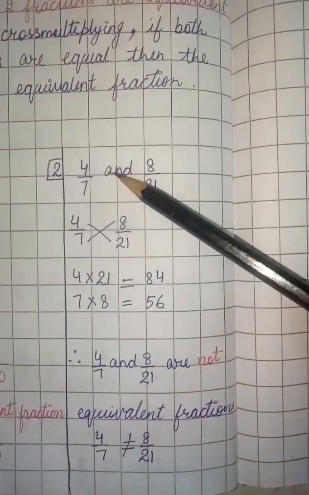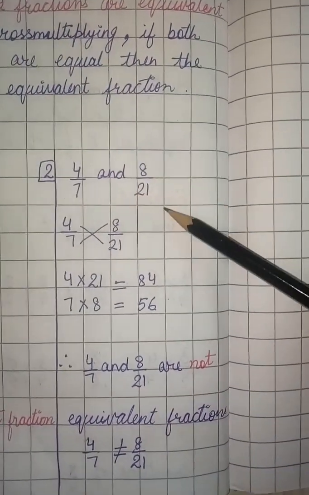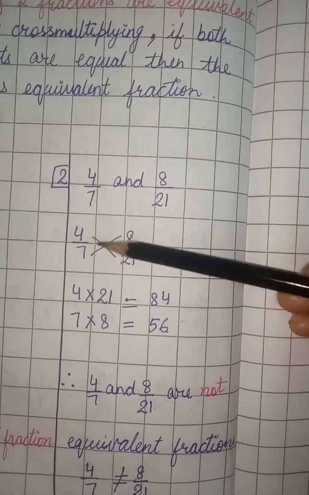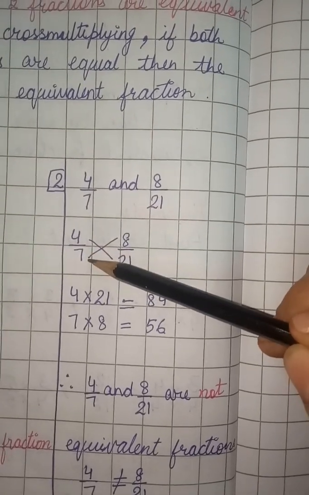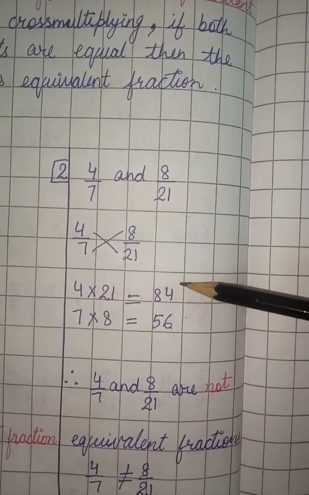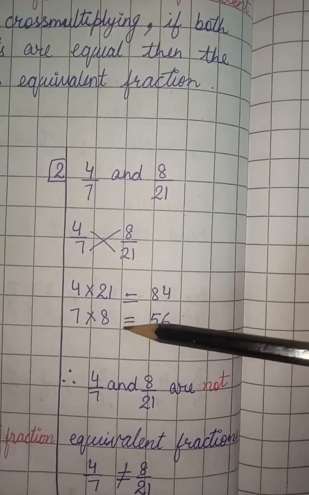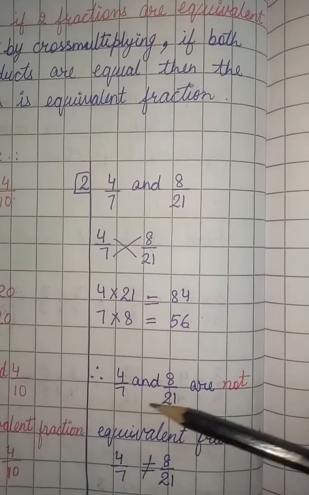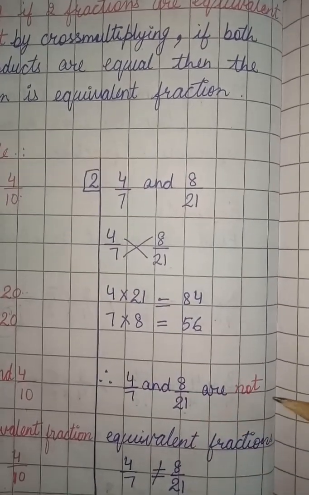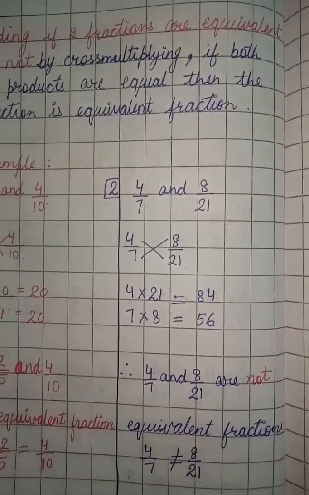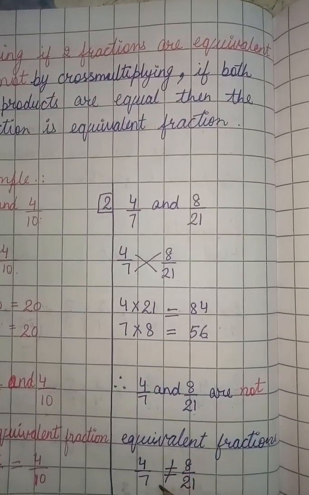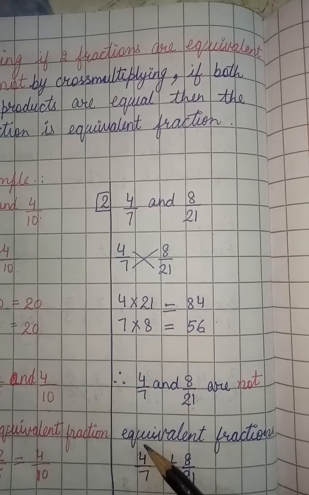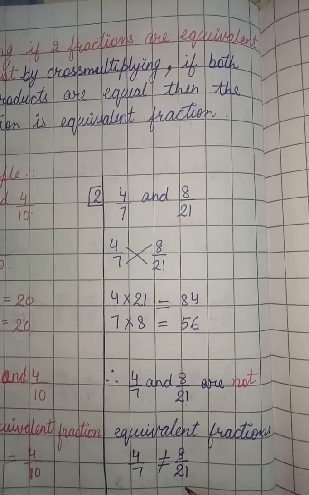Let's take another example. 4 by 7 and 8 by 21. अब इसका कैसे चेक करेंगे? Again through cross multiplication. 4 into 21, 7 into 8. 4 into 21 we got 84. 7 into 8 we got 56. Therefore 4 by 7 and 8 by 21 are not equivalent fractions. So not equivalent के लिए sign होगा this. Equal को हम cross कर देते हैं. This is the sign of not equal to. So 4 by 7 is not equal to 8 by 21.